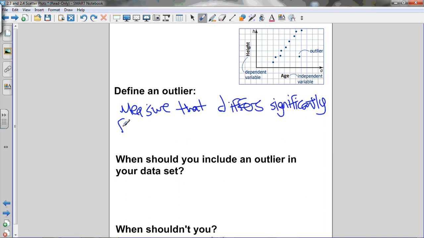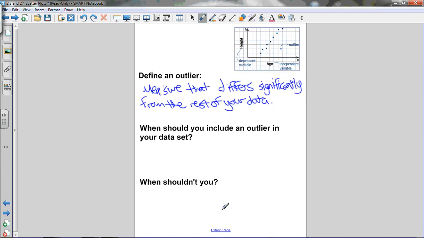from the rest of your data. If you do your study and you get an outlier, you need to be able to decide whether to include that outlier in your data set or whether you can exclude it, whether you can just get rid of it and ignore it. So when shouldn't you include it? The only time you can exclude it is if you can show that it's inaccurate or it doesn't represent your population.